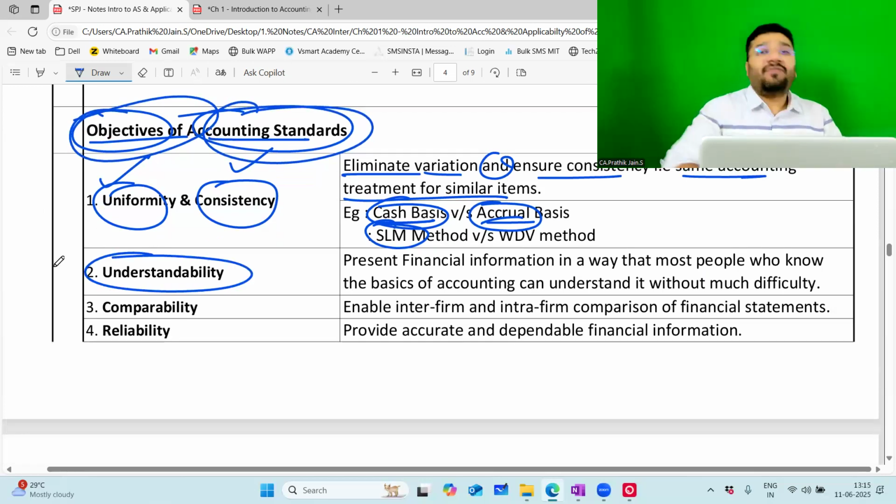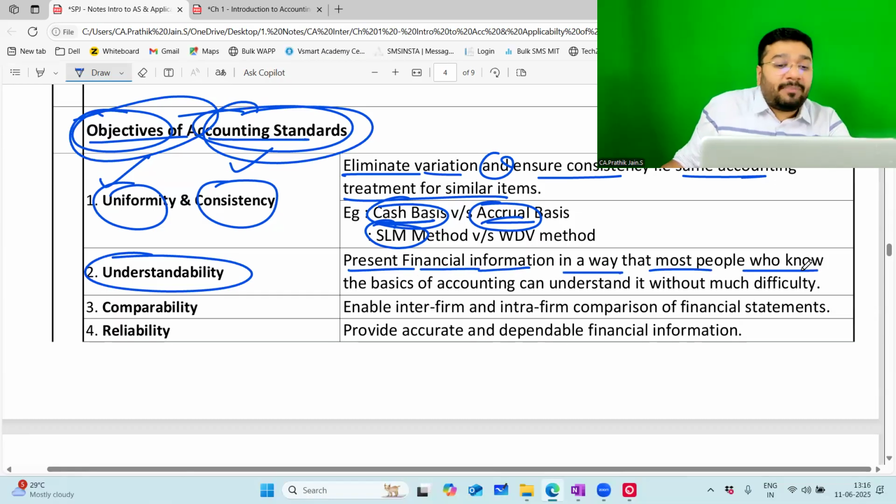Second, the financial statements that you're trying to present should be presented in such a way that people can understand. Present the financial information in a way that most of the people who know the basics of accounting can understand it without much difficulty.